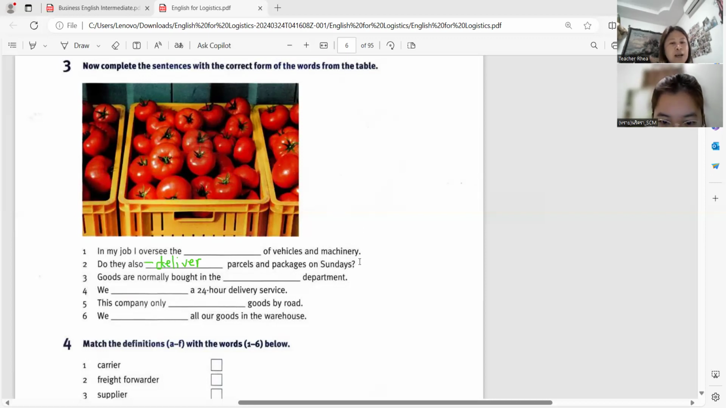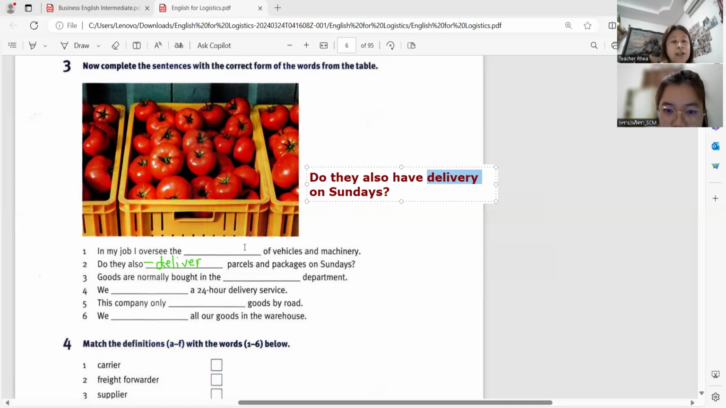So if we use delivery as a noun, we can say, do they also have deliveries on Sundays? So this is a noun. But here, do they also deliver parcels and packages on Sundays? Number 3.